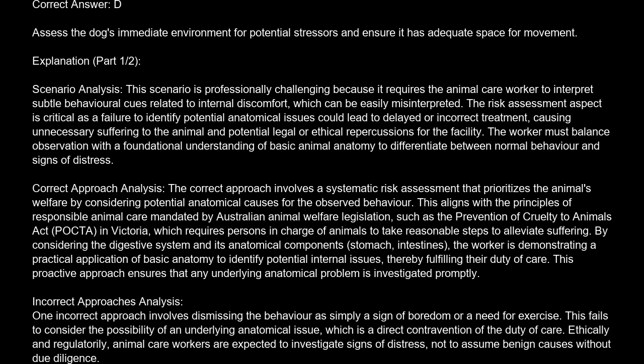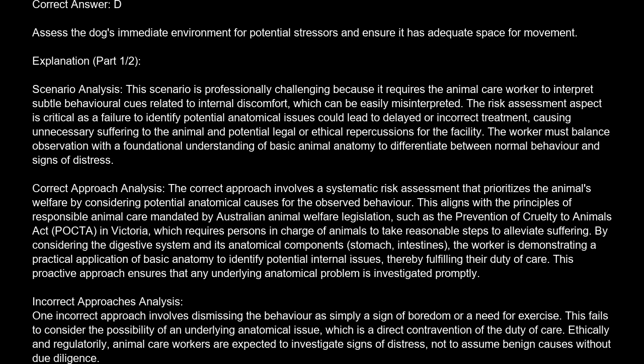The correct answer is D. Assess the dog's immediate environment for potential stressors and ensure it has adequate space for movement. Explanation. Scenario analysis. This scenario is professionally challenging because it requires the animal care worker to interpret subtle behavioral cues related to internal discomfort, which can be easily misinterpreted.